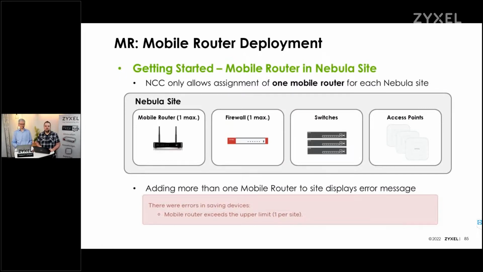Important information: only 1 mobile router per site for now. The same limitation applies to firewalls. Only 1 firewall per site is allowed. But in total, you could have 1 firewall and 1 mobile router per Nebula site. Maybe we could add that we have the Zyxel Air application to find the correct position, at least.